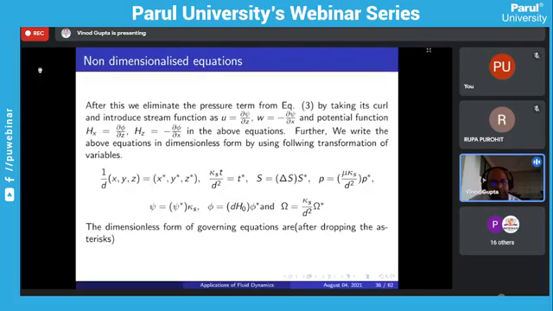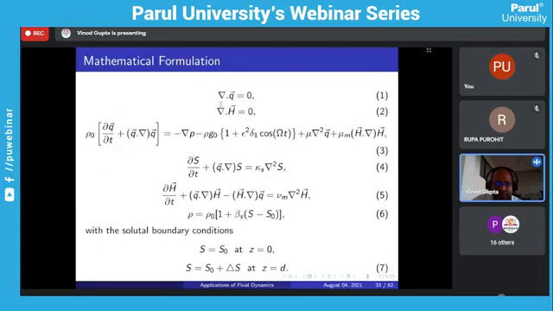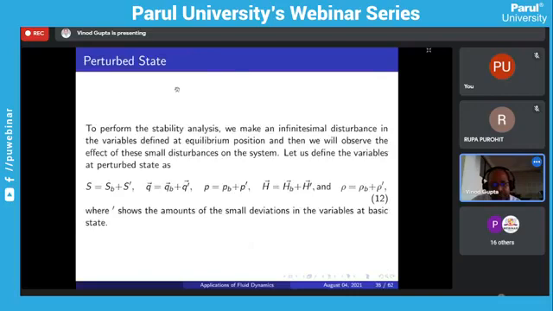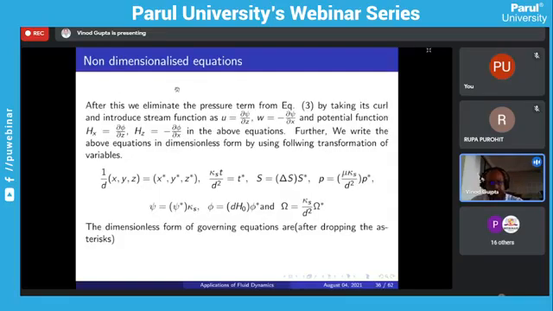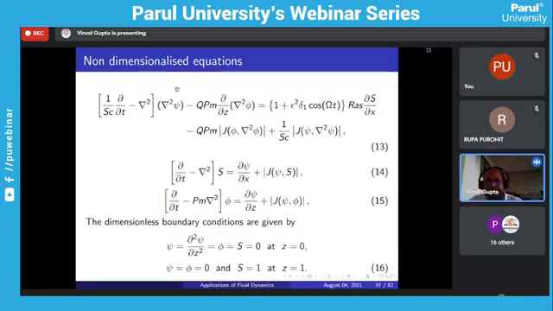After that we perform the non-dimensionalization process, because if you see in the equations, the dimensions of each term are different. So before solving these equations, first of all, we non-dimensionalize them by these parameters. When you substitute these values, we get this set of partial differential equations.